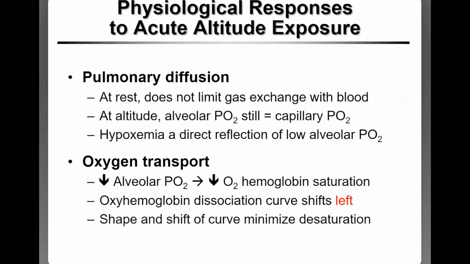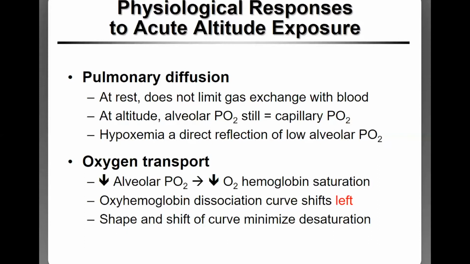So at rest, pulmonary diffusion is not limited by its ability to diffuse gas as far as dysfunction of the lung. The main factor is that low alveolar partial pressure that is a result of the low atmospheric partial pressure of oxygen. So hypoxemia, or low oxygen content in the arterial blood, is a direct reflection of low alveolar partial pressure of oxygen. At the same time, we have less oxygen being delivered to the muscles because of that leftward shift of the oxygen hemoglobin dissociation curve.